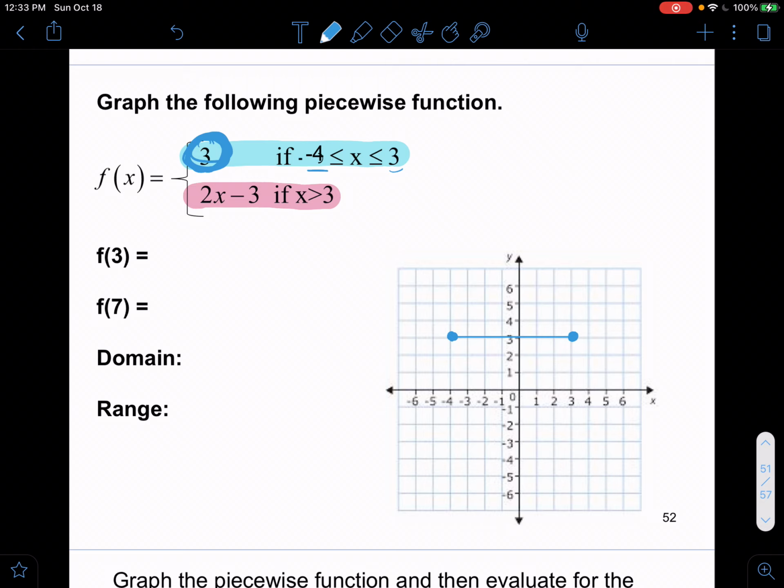Okay, that one was relatively easy. Notice how I used closed circles as well because of the fact both of these were greater than or equal to. So we want to include those endpoints there.